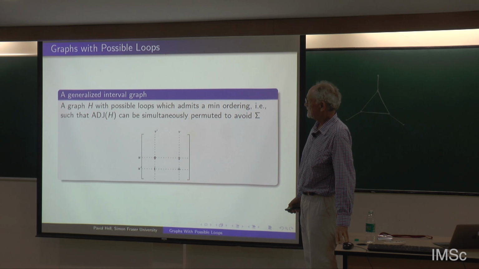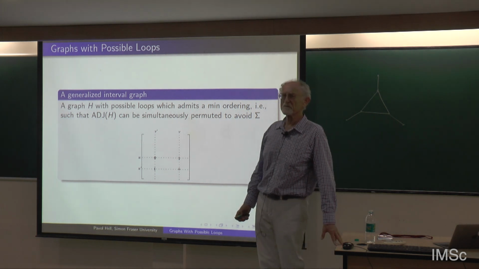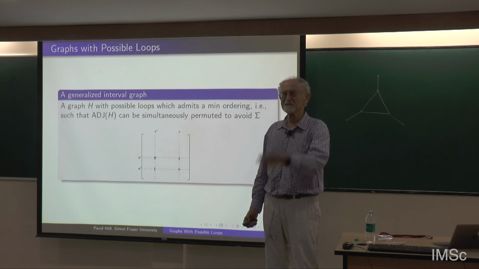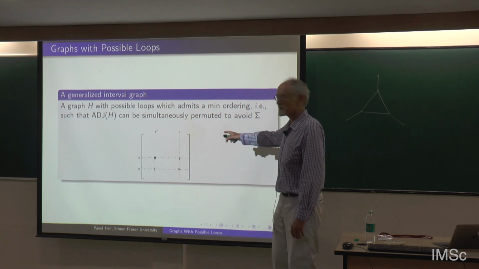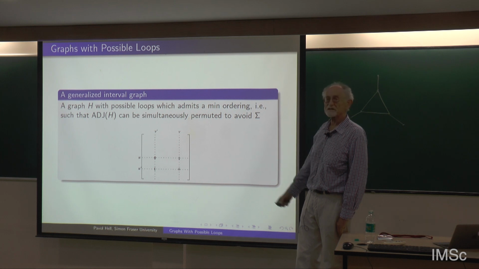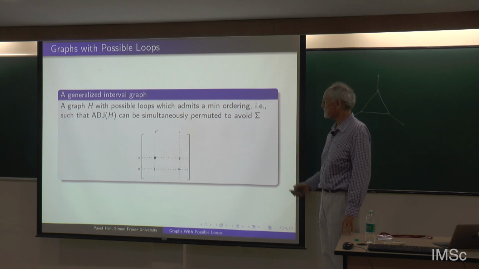So we thought maybe the right definition of this concept would be through the ordering characterization, min ordering, or maybe equivalently in terms of matrices. So what does a matrix look like for a graph with possible loops? Well, a reflexive graph has a diagonal of 1s, an irreflexive graph has a diagonal of 0s, and in the general situation the diagonal is arbitrary, some 0s and some 1s. But nevertheless, the concept of not having a sigma matrix is well defined. And so let's look at the class of graphs which have a min ordering in this sense. The adjacency matrix can be simultaneously permuted to avoid the two sigma matrices.